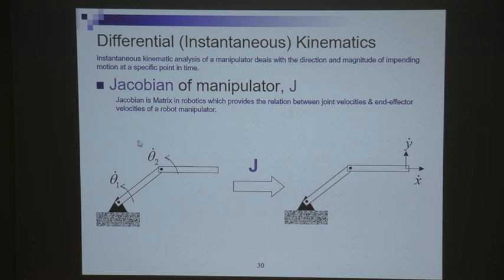So the Jacobian is essentially a matrix. In robotics, the Jacobian is a matrix which provides the relationship between the joint velocity and the end effector velocity of a robot manipulator.